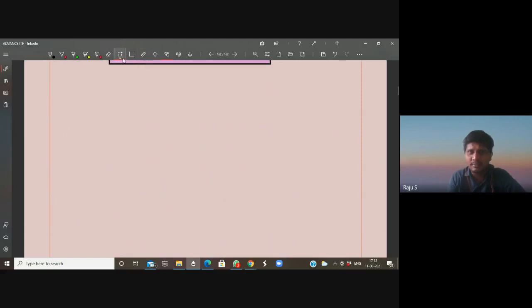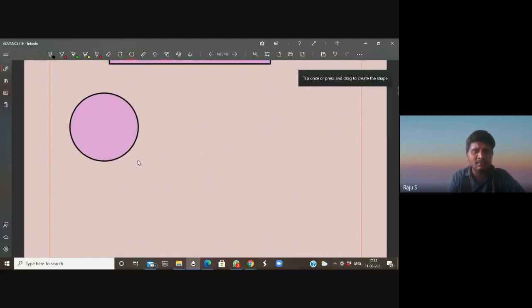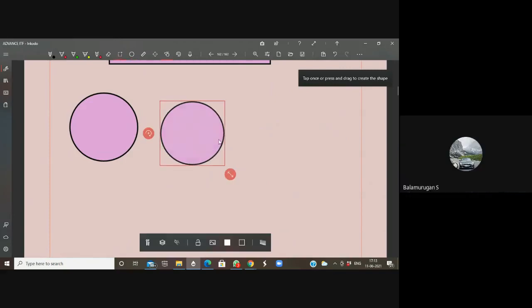Coming to radical axis. The radical axis concept I explained clearly in the last class. Actually, I need to start directly. So radical axis means take a circle, and this is the second circle.